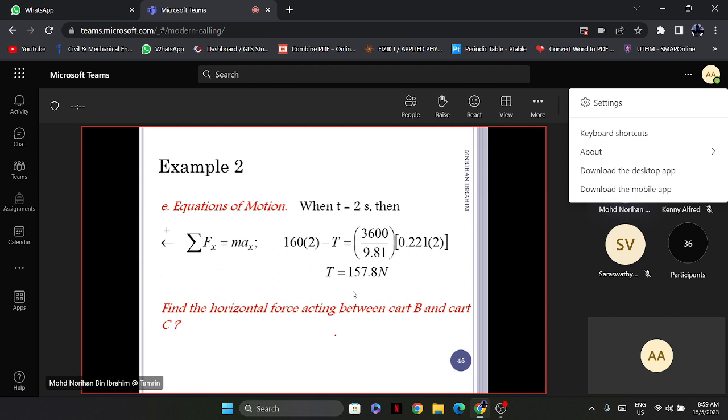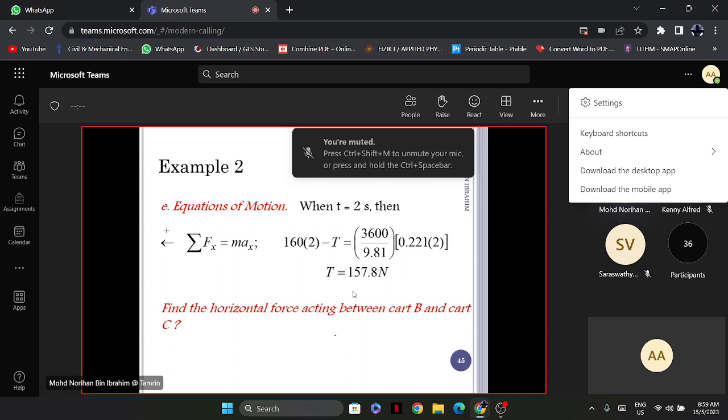So we can also try to find the horizontal force acting between cut B and cut C. You can try to do it at home on your own, at any time you're free.